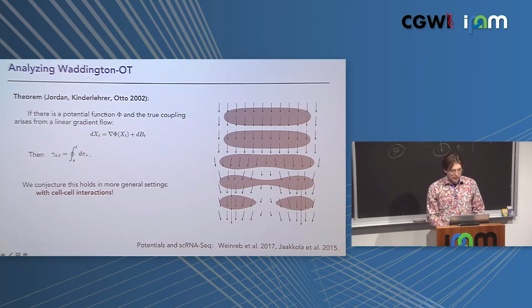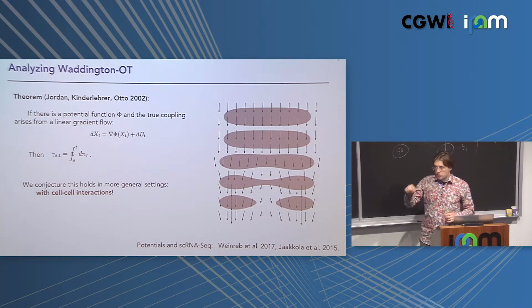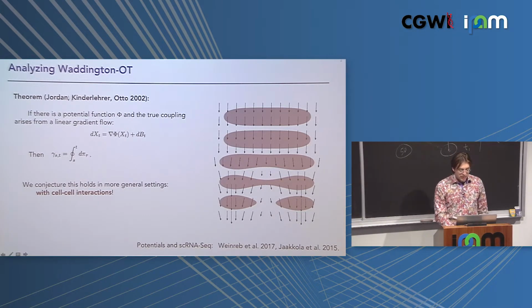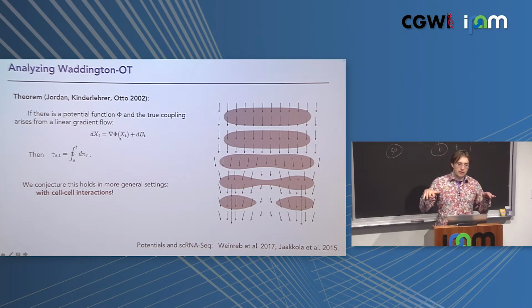So if there's a potential function phi, and this goes back to your question from the very beginning of the talk, what's the height of that picture? If you think of the height of the Waddington landscape as a potential, then if you imagine that the balls are rolling according to the gradient of the potential, plus maybe some Brownian motion, then in this restricted setting, the true coupling is the composition of a bunch of infinitesimal transport couplings, if you had data at all those time points and stuff like that.